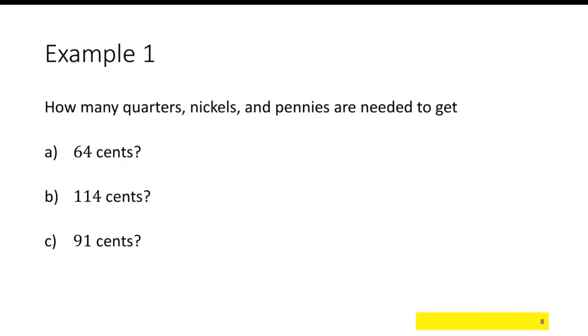So how many quarters, nickels, and pennies are needed to get 64 cents? And we want to get the minimum number of coins for each of these. But it's quarters, nickels, and pennies. For 64 cents, I would need 2 quarters, and that leaves us with 14 cents. So 2 nickels and 4 pennies. So 224 base 5 is equal to 64.